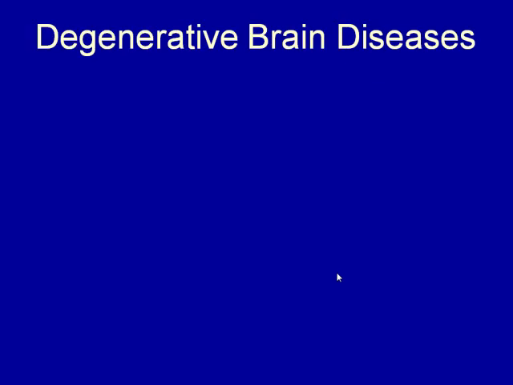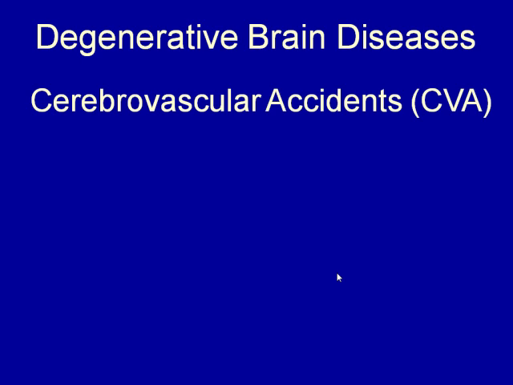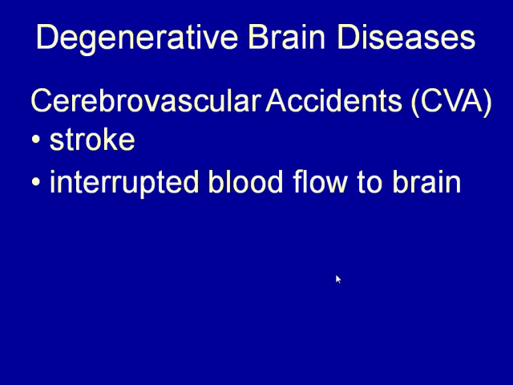In terms of degeneration of the brain tissue, cerebrovascular accidents, CVAs, or as they're better known, strokes, are probably one of the leading causes of degenerative brain diseases. With a stroke, there is an interrupted blood flow to the brain. And remember, brain tissue requires a lot of oxygen and nutrients to maintain that ATP supply, so even a minimal blood flow problem can cause some changes in brain activity.